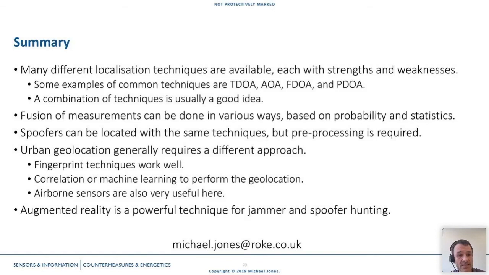You can just use lines if you want, but it's much better to use probability and statistics if you want to get a more accurate geolocation. And then we talked about urban geolocation. We talked about fingerprint techniques and using correlational machine learning to perform the geolocation. And airborne sensors are also very useful if we want to do urban geolocation, because we get less multipath when we're measuring from above in the air. And finally, we just touched on augmented reality as a very powerful technique for hunting jammers and spoofers.